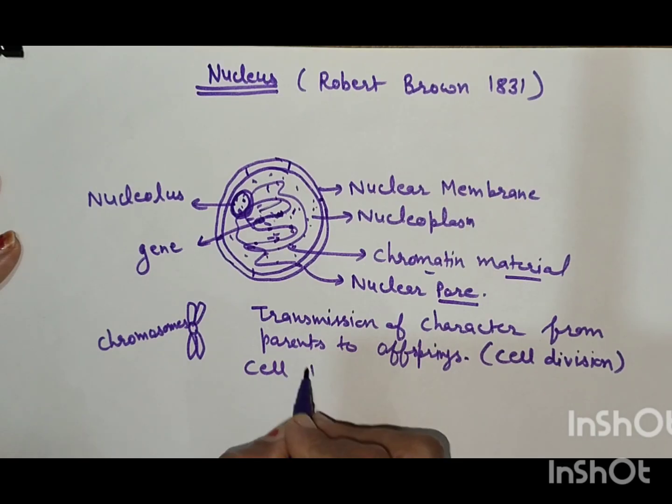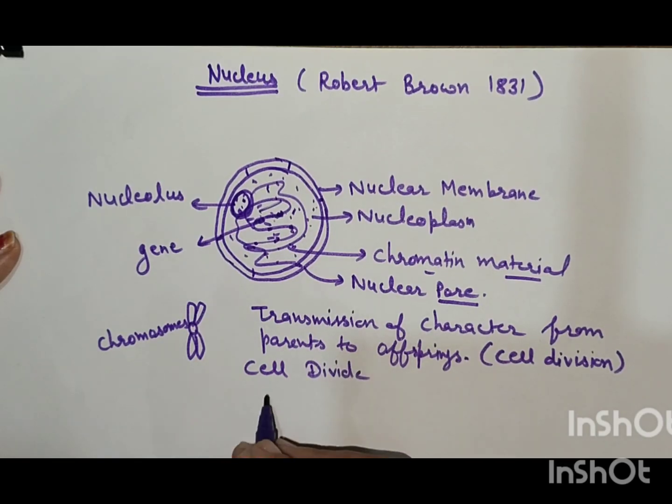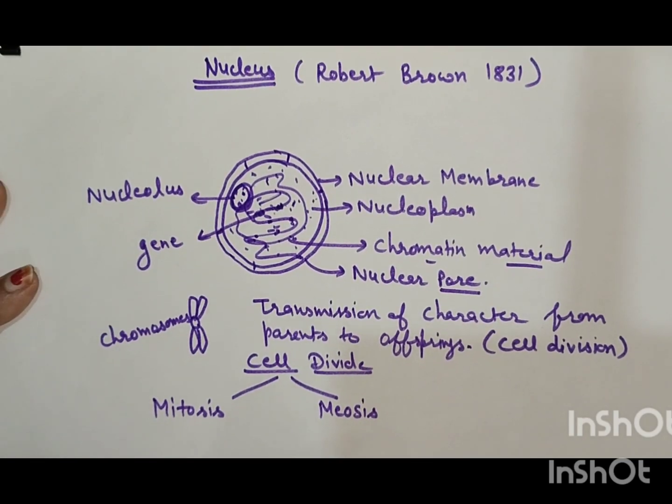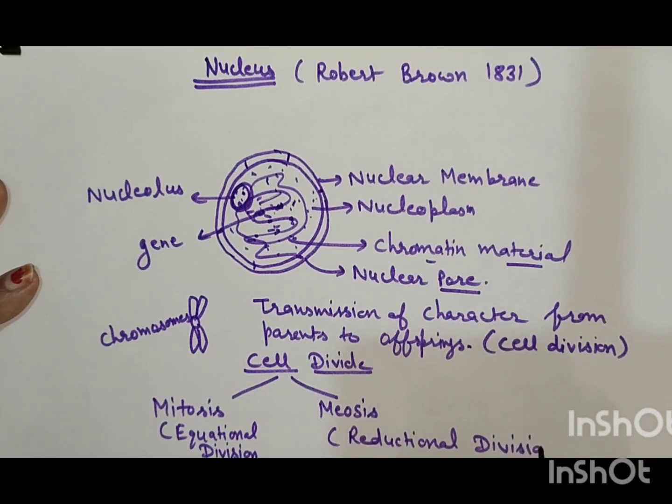Now cells divide by two processes: mitosis and meiosis. Mitosis is called equational division. Meiosis is called reductional division.